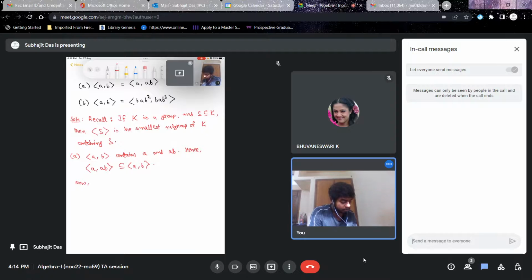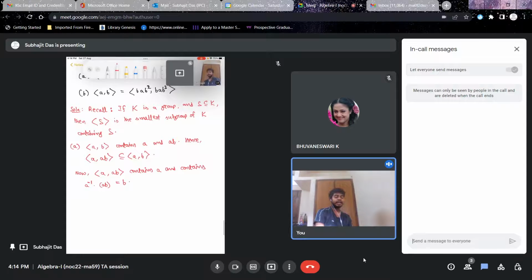Now, the subgroup generated by A and AB contains A clearly, and contains A inverse. Since A is there, its inverse will also be there, and since AB is there, the product A inverse times AB will also be there. So this is B, right? So the subgroup generated by A and AB contains both A and B. And what is the smallest subgroup containing both A and B? That's the subgroup generated by A and B. Thus, the subgroup generated by A and B is also contained in the subgroup generated by A and AB.